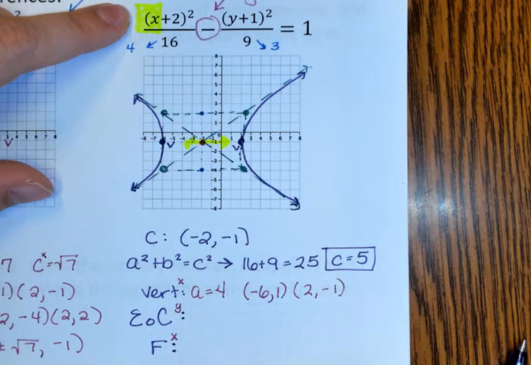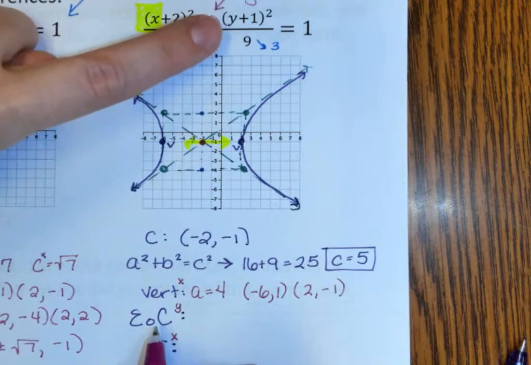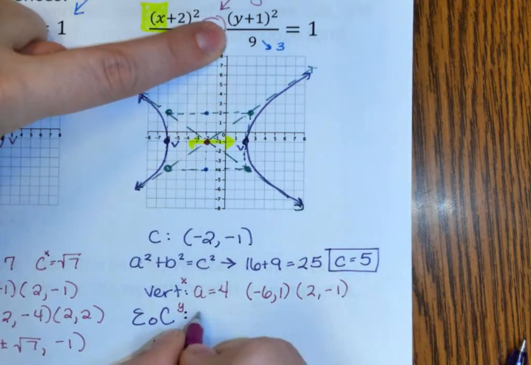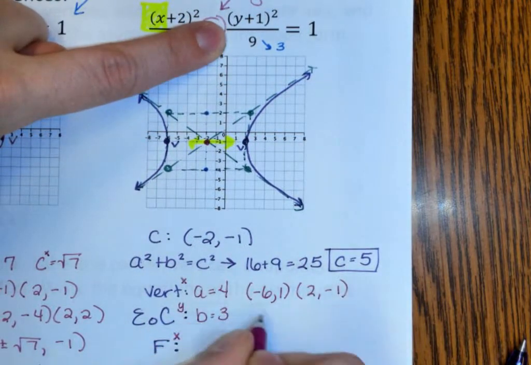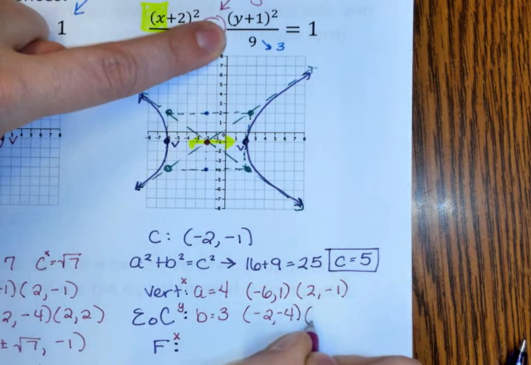Covertices, or endpoints of the conjugate axis, that's my B, so I'm going to be adding and subtracting 3, and surprise, surprise, those points are exactly the same.